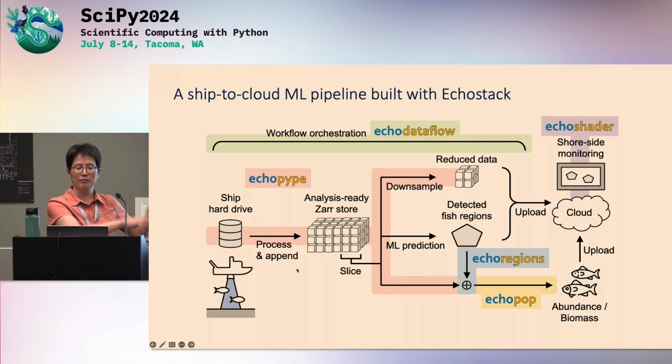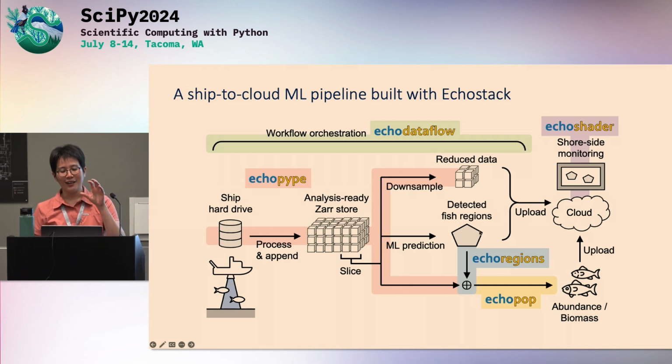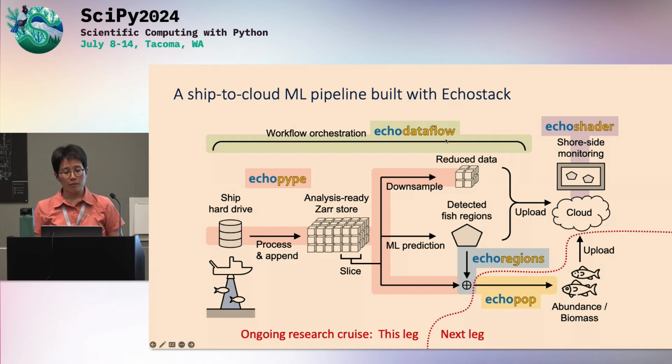And I think by now you know the color code. Again, we push the acoustic data using EchoPipe, interface the machine learning prediction using Echoregions, use EchoPop to do the biological estimate, and visualize in the cloud using Echoshader. This is shoreside monitoring of what's happening at sea, and then we orchestrate the entire thing using Echo data flow. Right now, on the ship, we are doing the left-hand side of it. In the next leg of the cruise, we are going to try to plug in the last part, because that requires us to understand exactly what's happening with their trawls to be able to take those data in sub-real time.